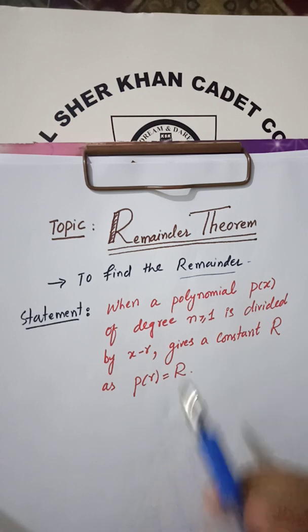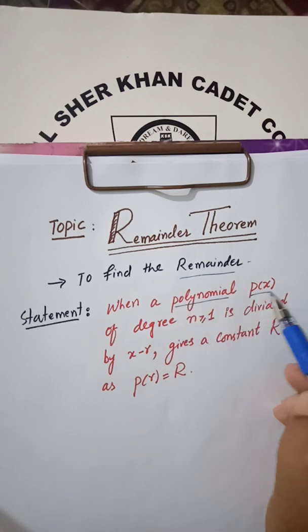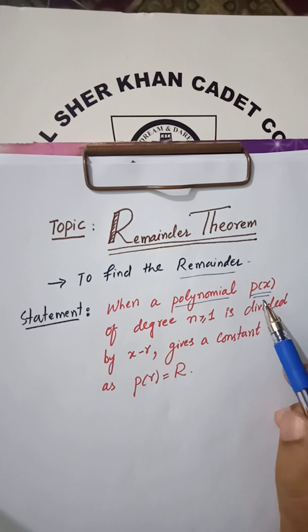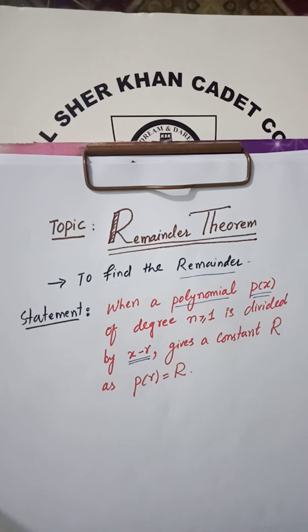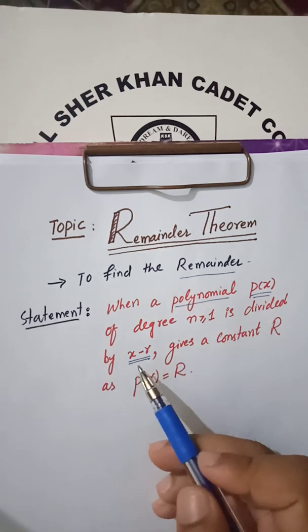The theorem says that when a polynomial, this is p of x, of degree n, where n is greater than or equal to 1, meaning the degree of the given polynomial must be 1 or 2 or 3 or greater than that, is divided by x minus r, this is a linear polynomial. You see that the highest power of the variable is one.